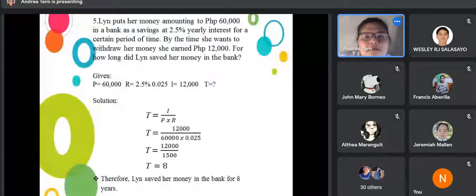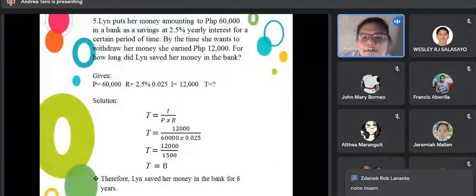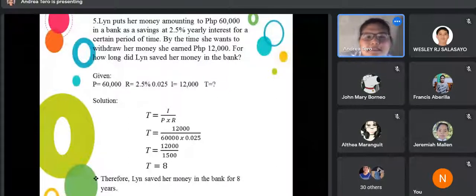Problem involving simple interest. Do you have any questions, clarifications? No, ma'am. Ready na mag quiz. So before the quiz, let's wrap up the discussion.